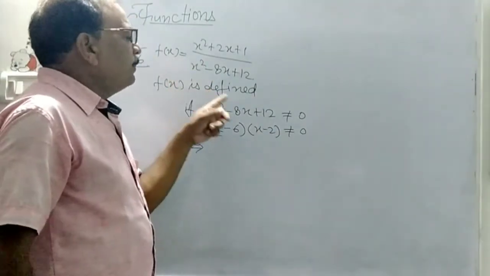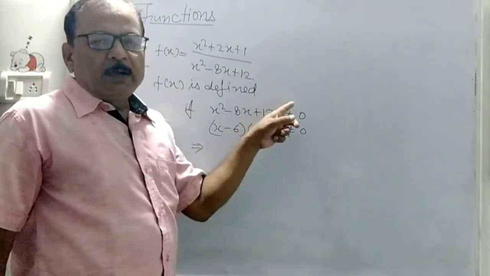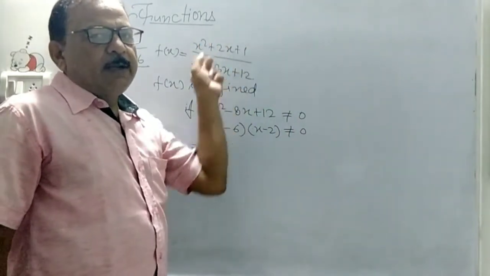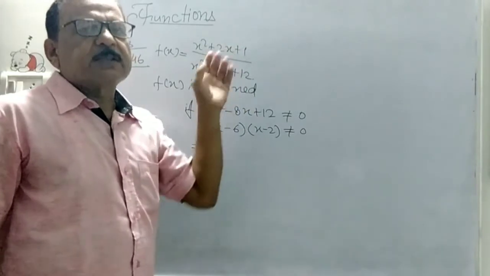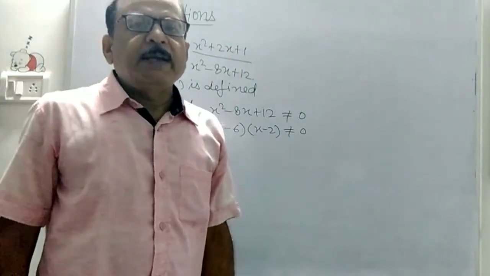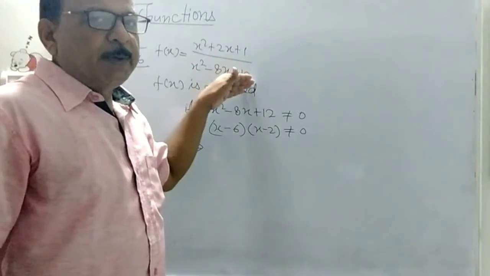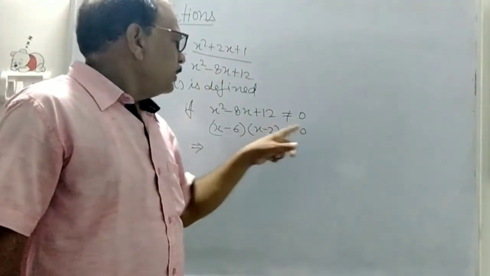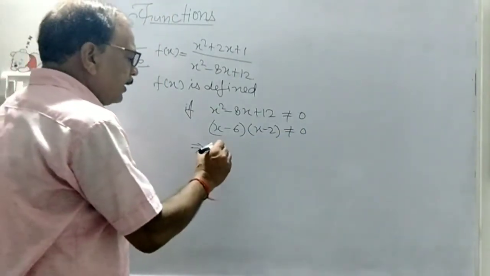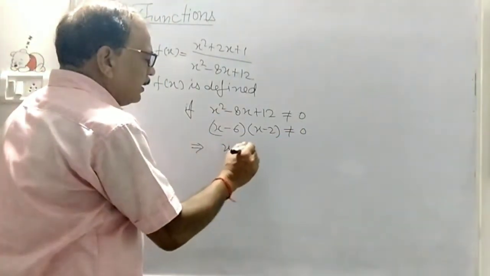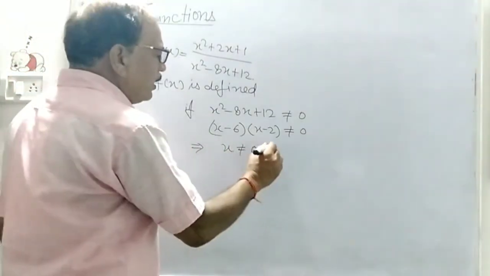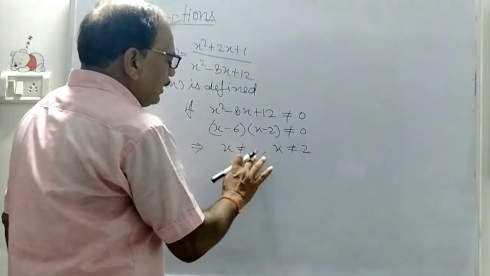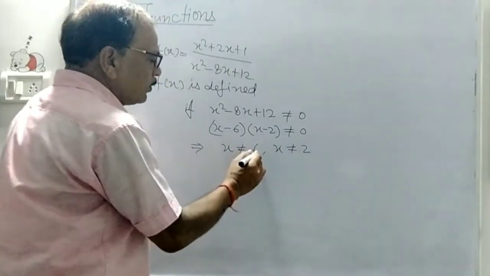ये फंक्शन तभी डिफाइंड है जब डिनोमिनेटर नॉट इक्वल टू 0. जब डिनोमिनेटर 0 होगा तो फंक्शन डिफाइंड नहीं होगा. जैसा कि आप रेशनल फंक्शंस के पढ़ चुके. A rational function is in the form of p by q where q is not equal to 0. So this will be not equal to 0, then it is defined. तो यहाँ x not equal to 2 होगा, x not equal to 6 होगा.